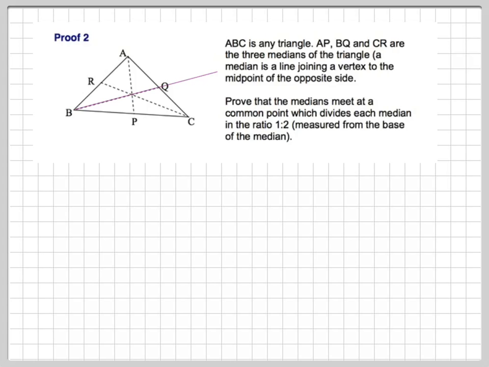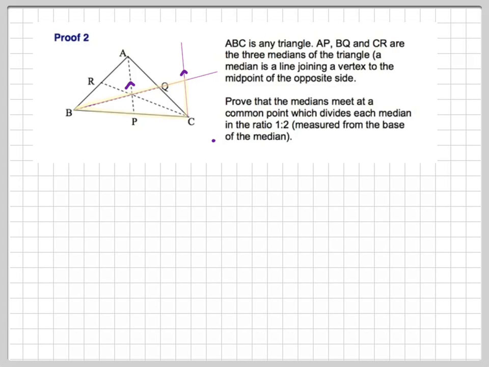So to start with, all I've done is extend the line, or produce the line BQ, as you can see here, and I've now constructed another line coming from the vertex C that's parallel to the line AP, as you can see.